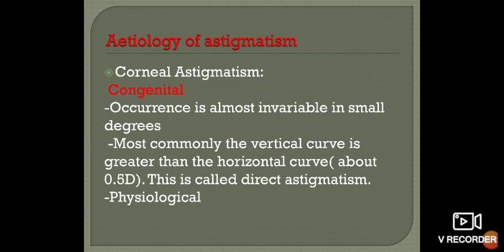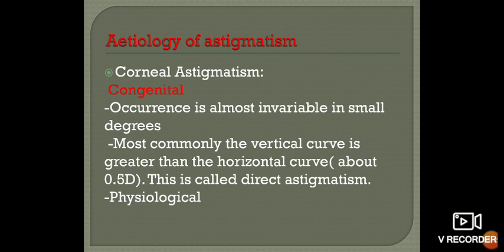We will see first the etiology of astigmatism. So corneal astigmatism can be congenital or it can be acquired astigmatism. Congenital astigmatism: in every individual some amount of astigmatism is very common. It is invariable. Okay, and most commonly in case of this physiological or congenital astigmatism, the vertical curve is more than the horizontal curve by around 0.5 diopter. And this is called direct astigmatism or the physiological astigmatism.